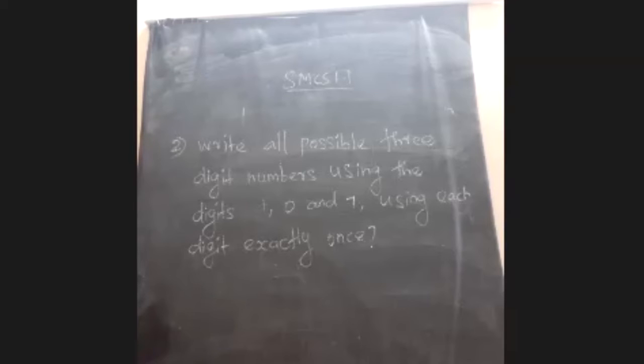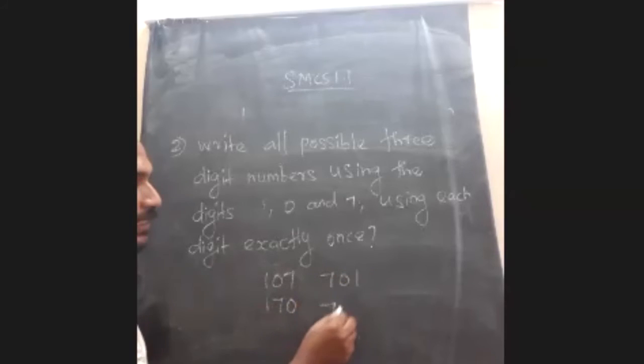So totally how many numbers are possible? Someone said the right answer: 4 times it is possible. So let's check. First number 107. Second number 170. Third number 701. Fourth number 710.